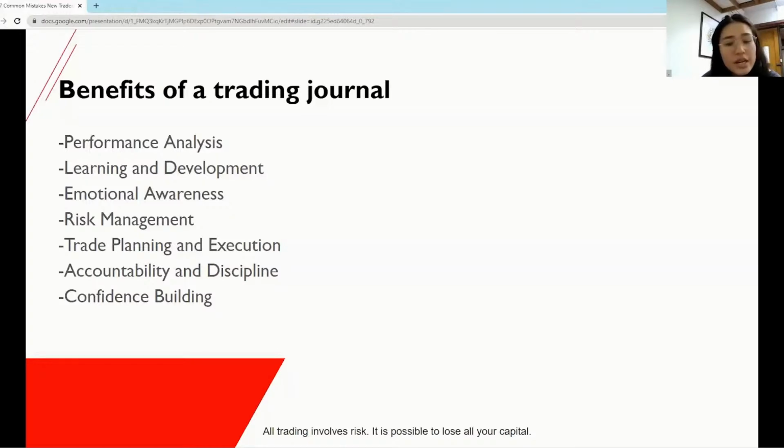So in conclusion, using a trading journal or trading plan provides numerous advantages, but you also have to be sure that you use everything in conjunction with a strong risk management plan and strategy. And it can help you to enhance your skills, refine your strategies and achieve long-term success in the markets.